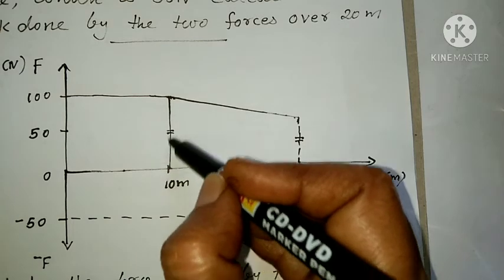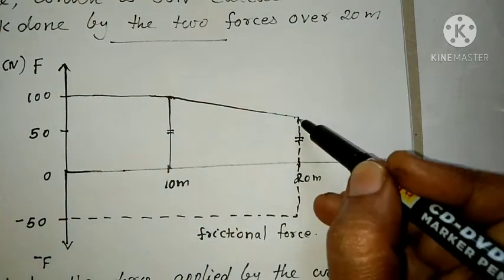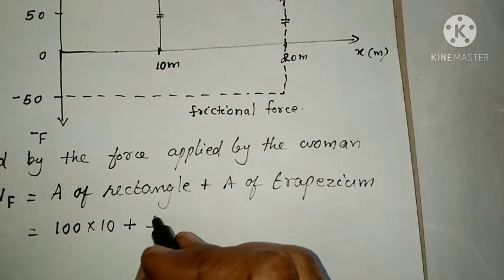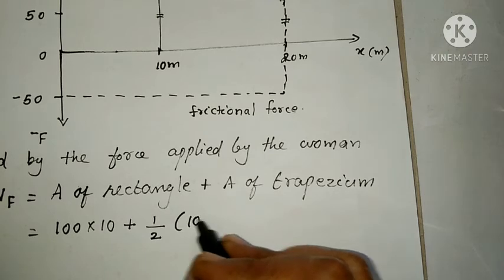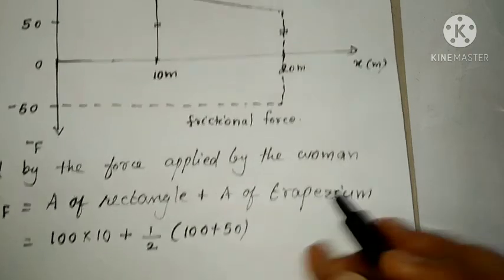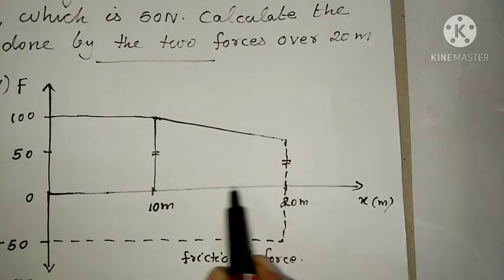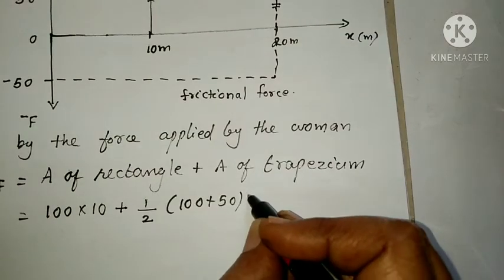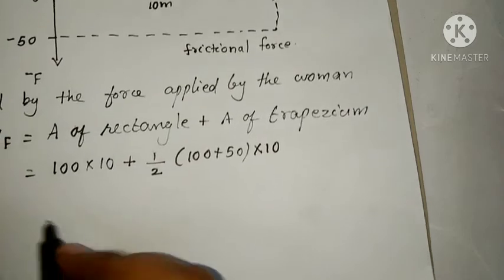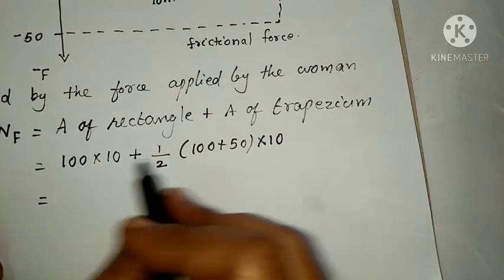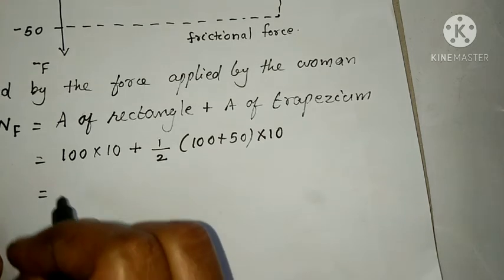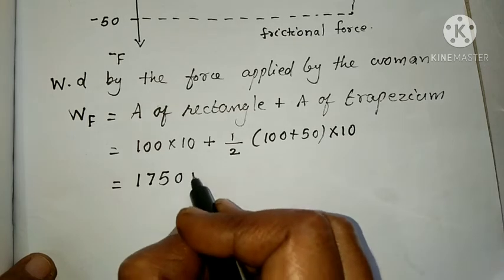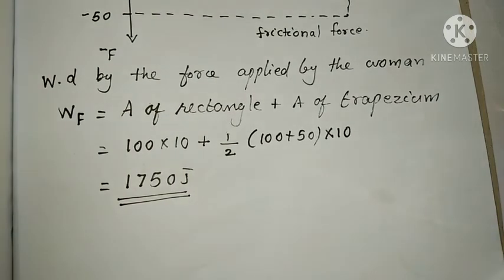Clear? What is this distance? 100. And what is this distance? That is 50. So half into 100 plus 50. Then what is the height? This is the height of the trapezium: 20 minus 10, into 10. When you add and multiply, you will get the answer, 1750 joule. This is the work done by the applied force.